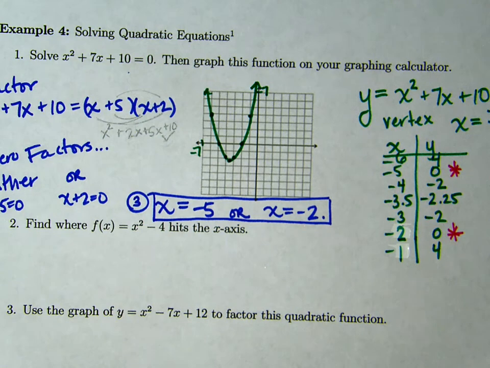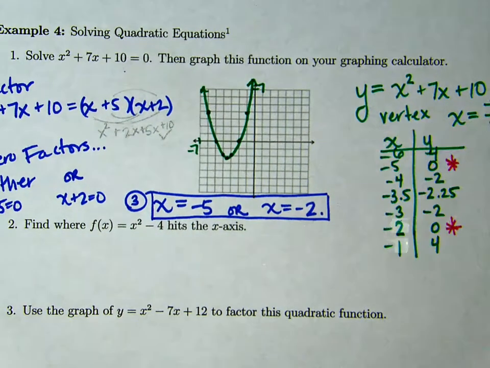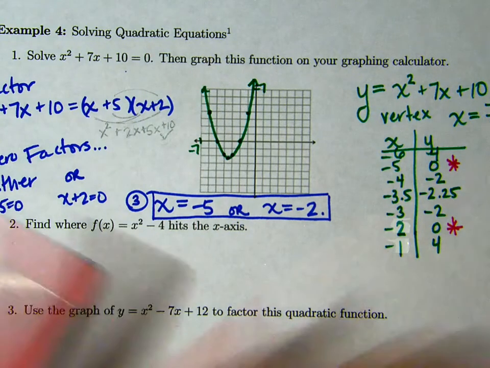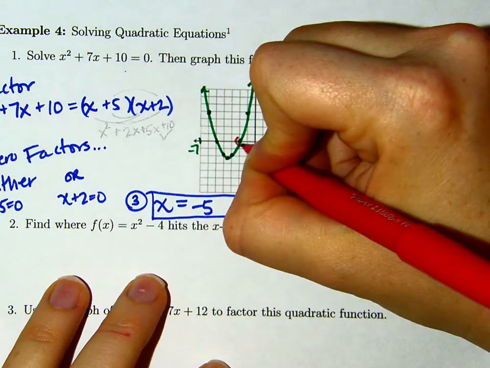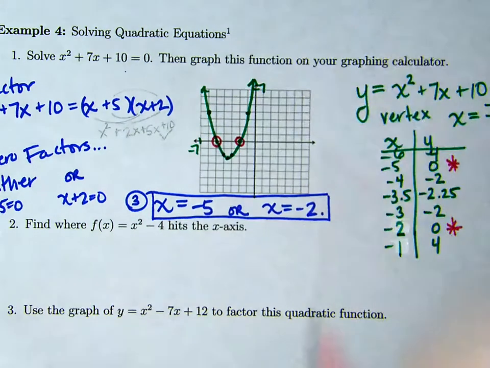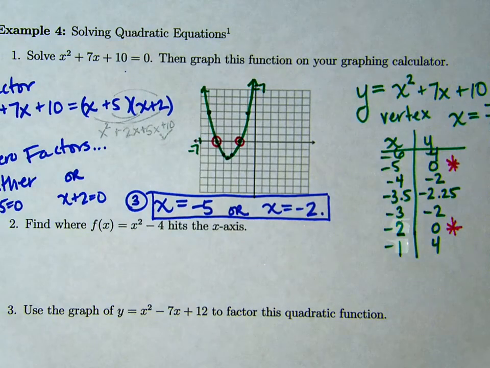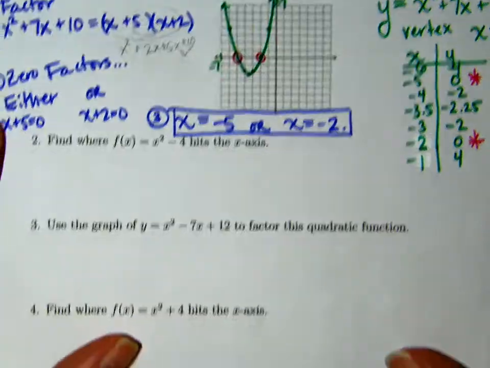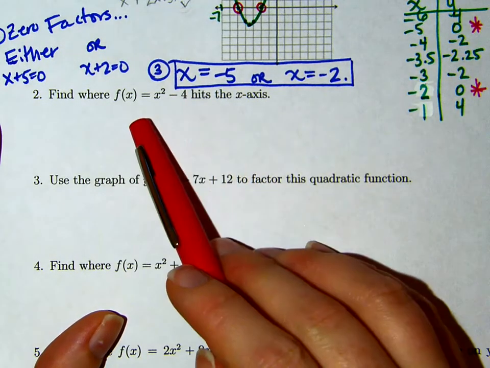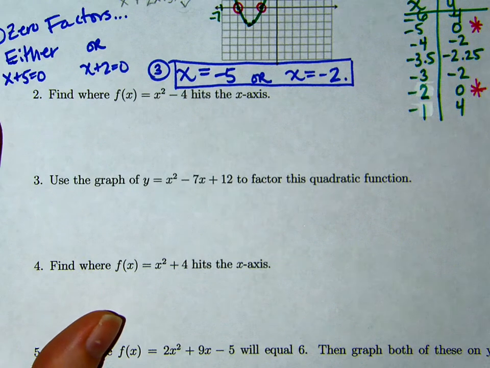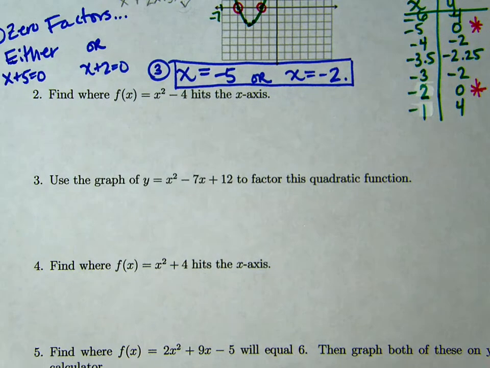Okay, so here's our graph, and we are seeing right here our solutions. Right there. Okay. Nice. Find where x squared minus 6, I'm sorry, x squared minus 4 hits the x-axis. Okay.